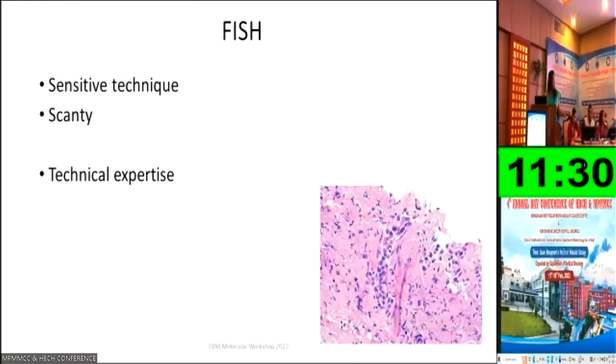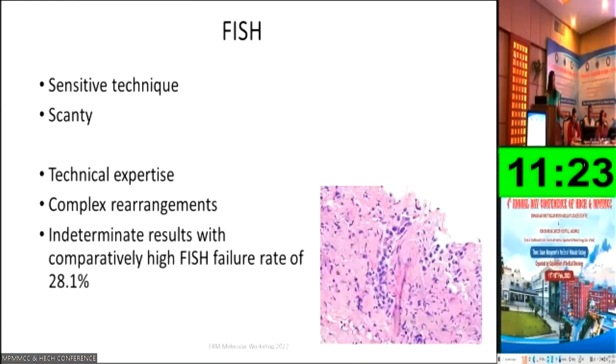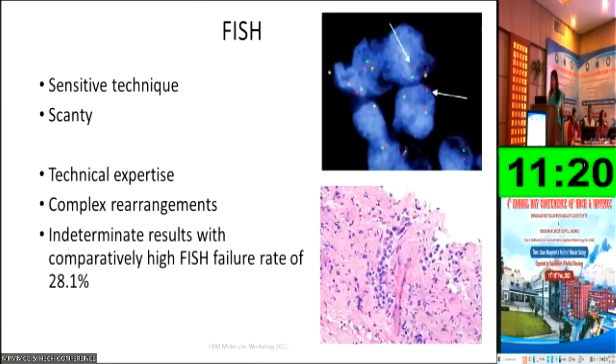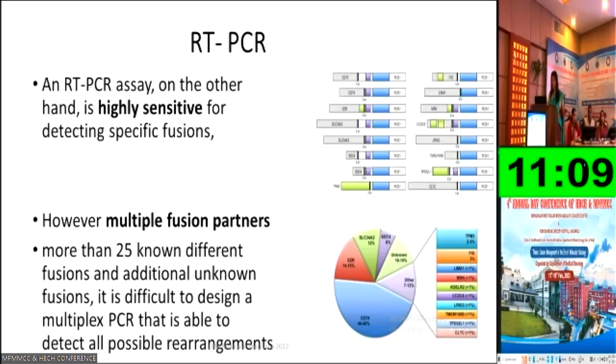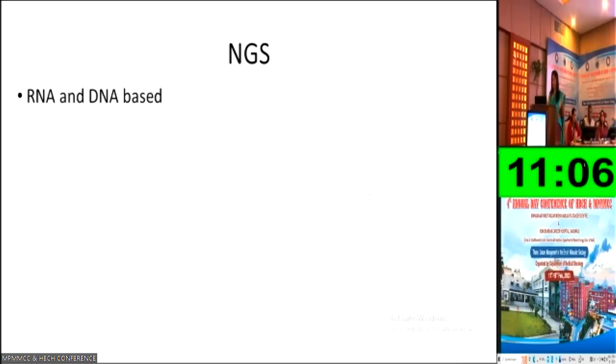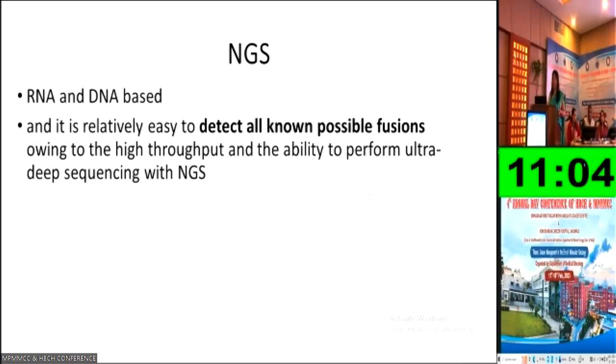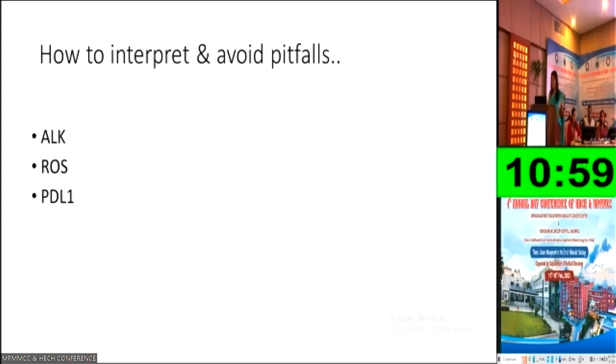Sometimes we just see a large core, but the neoplastic component is very scanty. But on FISH, you can exactly see what cells you want to see. But it needs technical expertise, like a FISH microscope and everything. In RT-PCR, we have multiple fusion partners. So multiplexing with different primer designing is not feasible in a diagnostic setting, though it is very sensitive. And NGS, we know it is both RNA and DNA based, and you can know all the fusions, CNVs, SNVs, everything in one go.